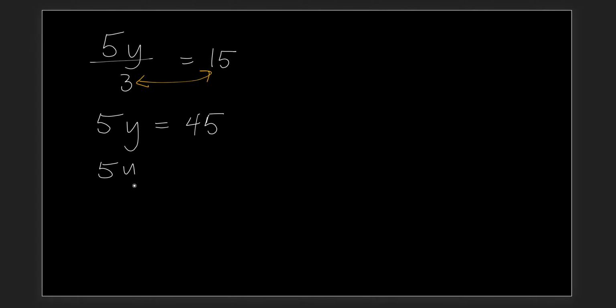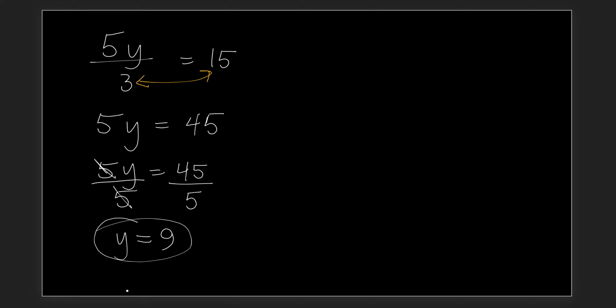Or you can write this out and do this algebraically where we want the 5 away from y because we're solving for y. So we're going to divide both sides by 5. And these will cancel. And then you're looking at 45 divided by 5, which we know is 9. So you might see these kinds of problems as well.